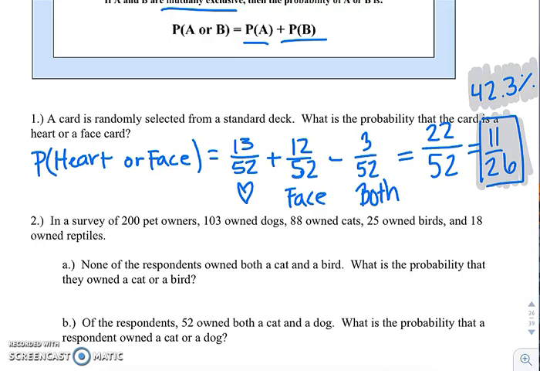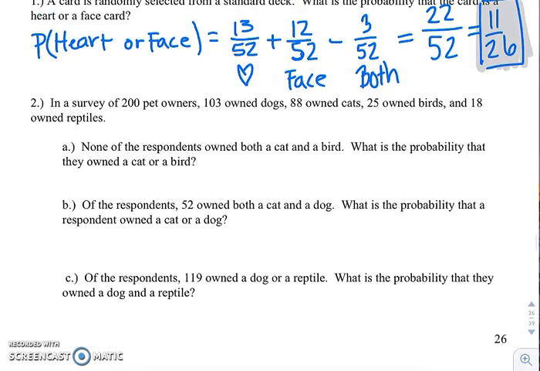But if you're getting a decimal, you need to convert that to a percent. So it would be 0.423, but that's 42.3%. So when you're finding the probability of one or the other, add those two probabilities up. But if there is a chance that they occur at the same time, you need to subtract that from those two sums.